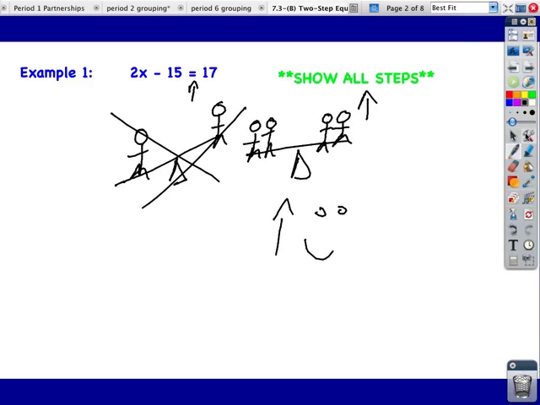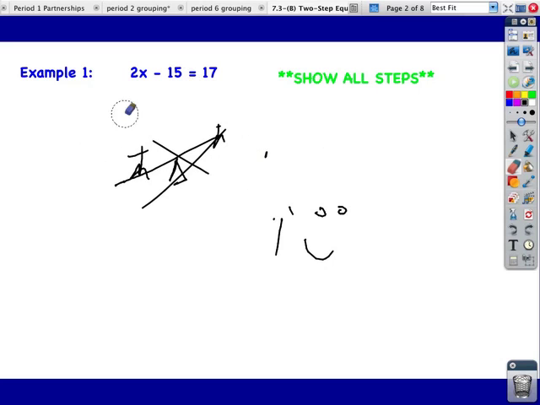So let's do that with this example. Let me get rid of all my stick figures. I'm definitely not an artist, but I like stick figures.